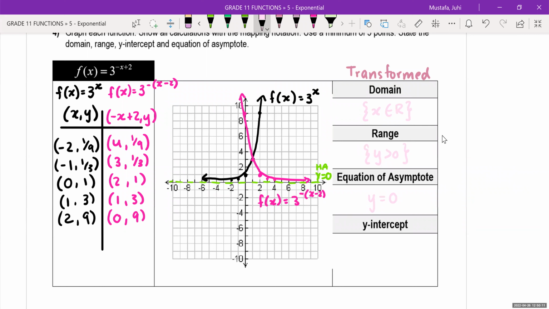And if we can read the y-intercept from the graph, we should, and we can. It's actually a point on the graph, so our y-intercept would just be at 0 comma 9. If we were unable to read it, then we would do the calculation: let x equal 0, and solve.